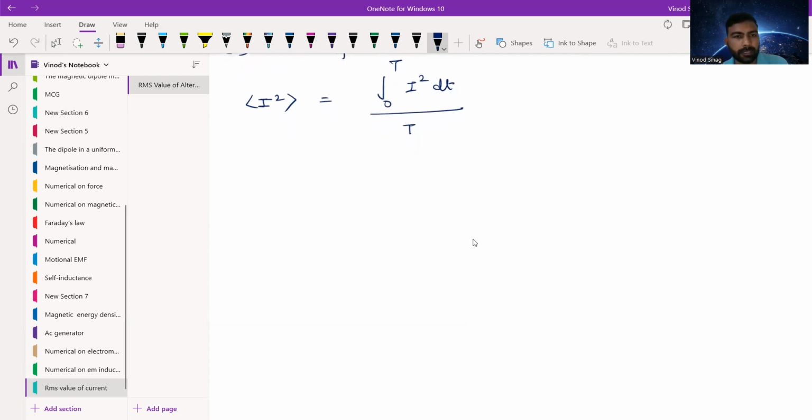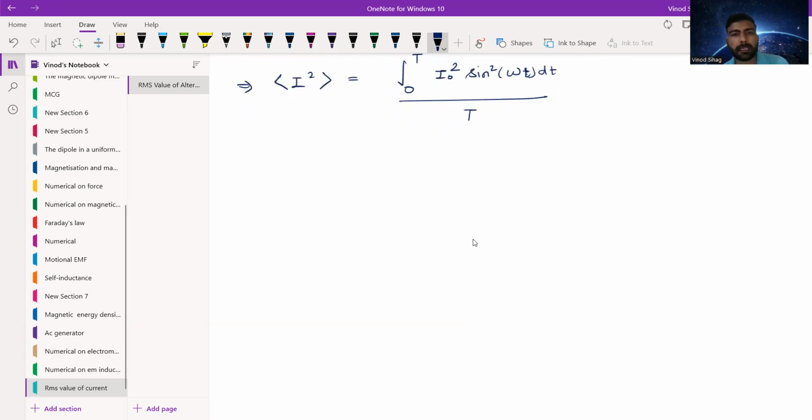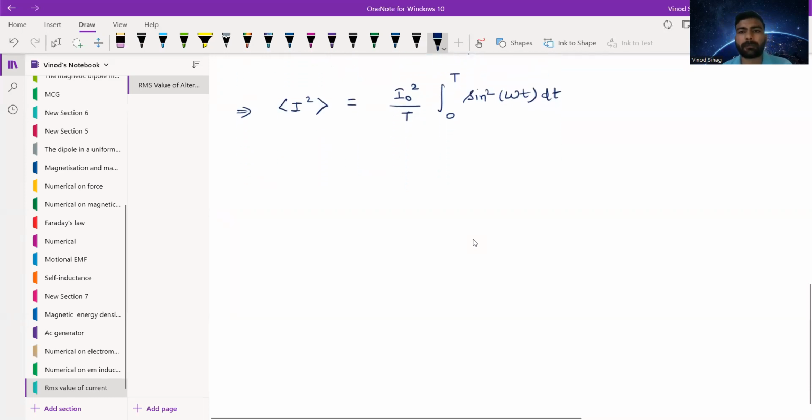Now let's place the equation. Then finally we will get the mean of I square equals integral from 0 to T of I naught square sine square omega t dt, divided by time period T. Now whatever things are constant here, we can take them out from the integration. So we will get I naught square by T and integration over 0 to T of sine square omega t dt. This will be the equation.